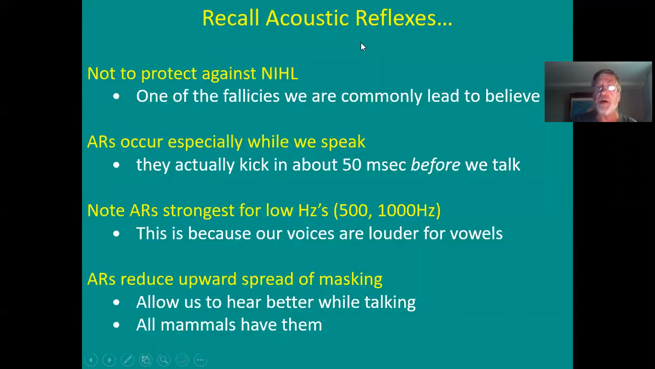Okay, carry on here. Recall, acoustic reflexes are not to protect against noise-induced hearing loss. That's one of the fallacies we are commonly led to believe. Acoustic reflexes occur especially while we talk. That's why we have them. Because remember, we hear ourselves through air conduction, but we also hear ourselves through bone conduction. Okay? How do we hear others?